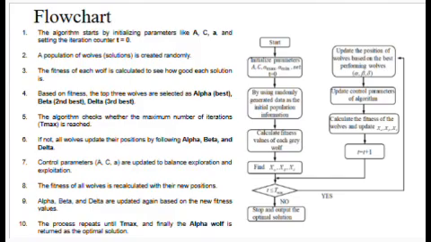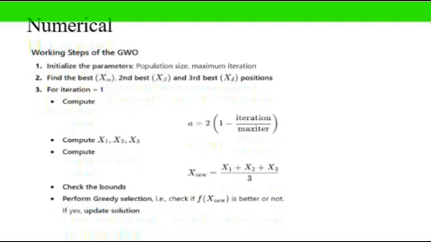In summary, the Grey Wolf optimization algorithm mimics the leadership hierarchy and the hunting strategy of grey wolves to balance exploration and exploitation, ultimately converging towards the optimal solution. Now we look at the step-by-step procedure for performing a numerical example of Grey Wolf optimization. It explains what happens in each iteration of the algorithm.